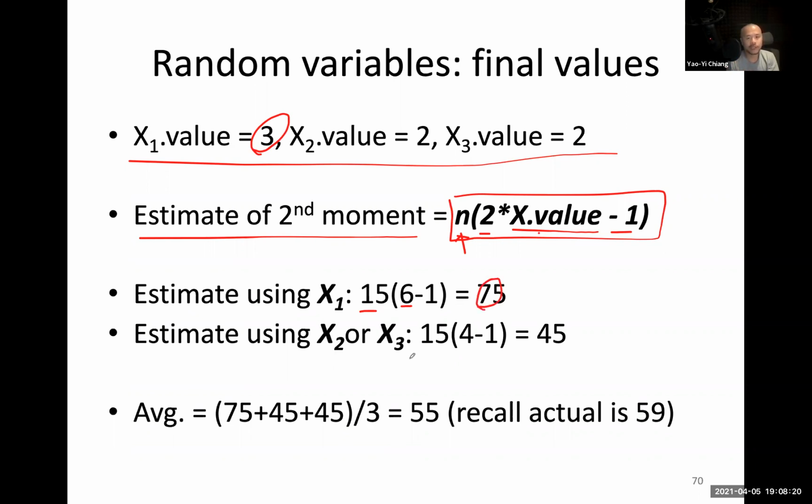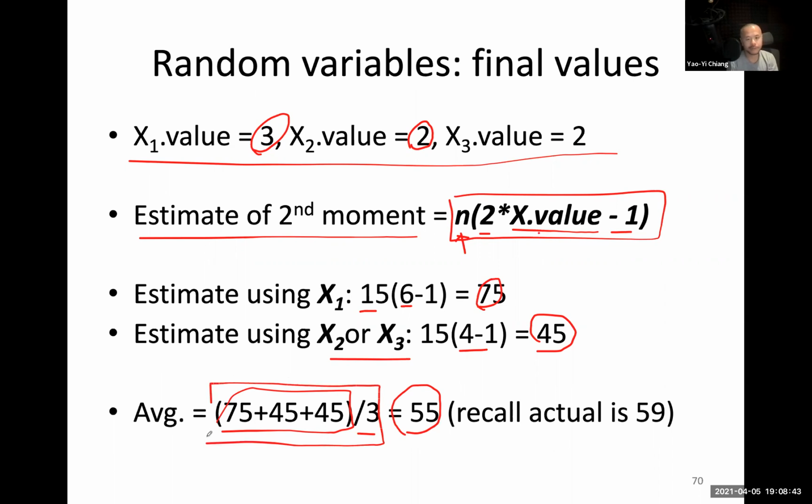X2 and X3, your value is 2. 2 times 2 equal to 4 minus 1, you have 3 times 15, you have 45. So you have 75, 45, 45. You sum them up, divided by 3, you have 55. This is your estimate. This is the expected number.